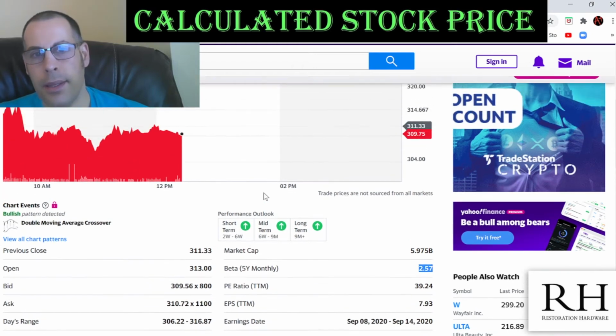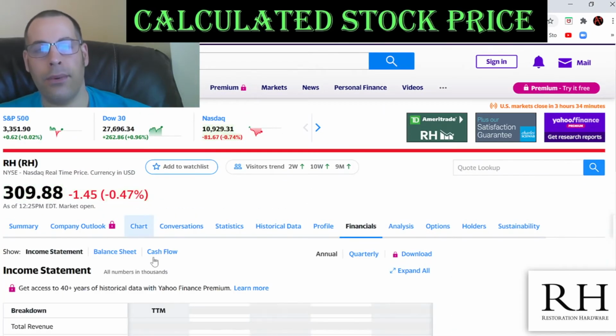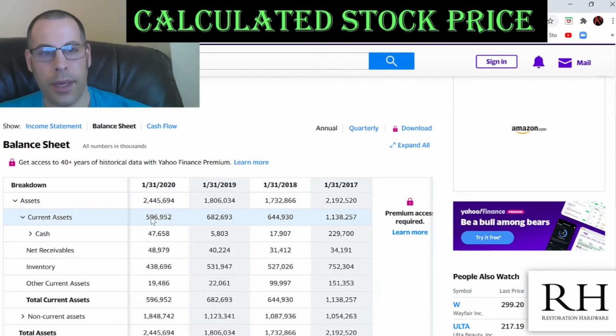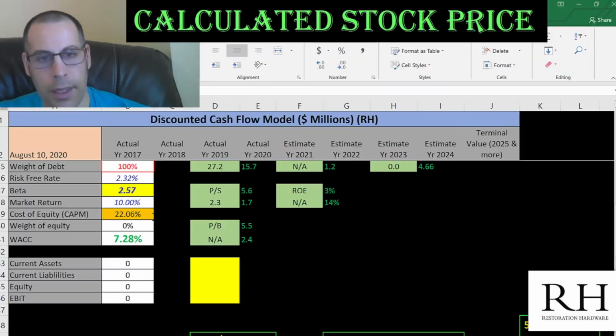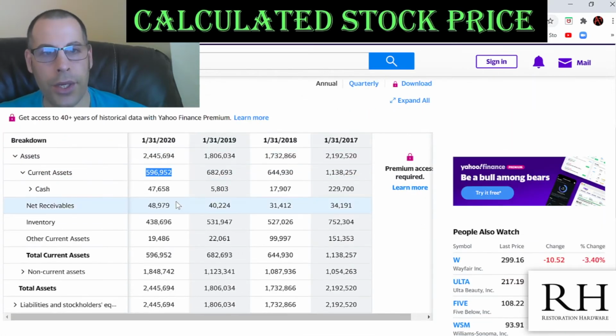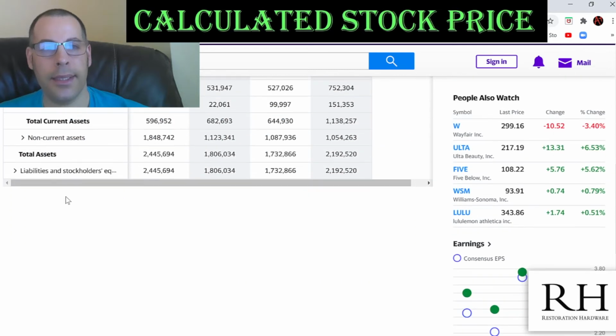Let's go back to the balance sheet to get their current assets, because we need to calculate the current ratio later. And current assets are part of their current ratio equation. And that's $597 million. Let's see what that is. $48 million cash, $49 million net receivables. It's mostly inventory, $438 million of inventory. They also have $20 million of other current assets.